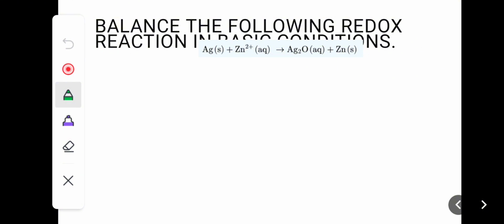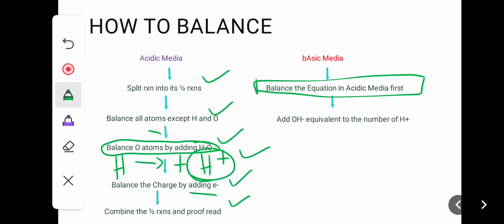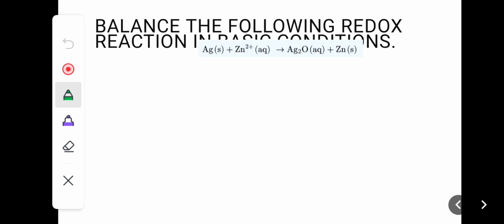So here, what is the first step that we are supposed to do? Let's take our time to go back. Our first step is that we're supposed to split this into the half reactions. So how do we split it into half reactions? We're supposed to have an oxidation reaction and a reduction reaction. So that's the first thing.